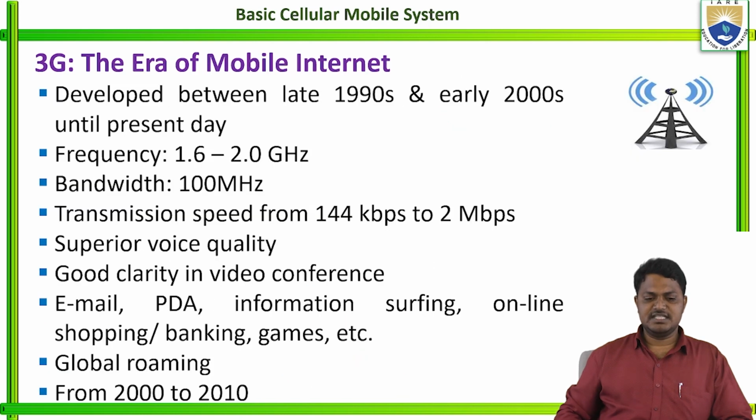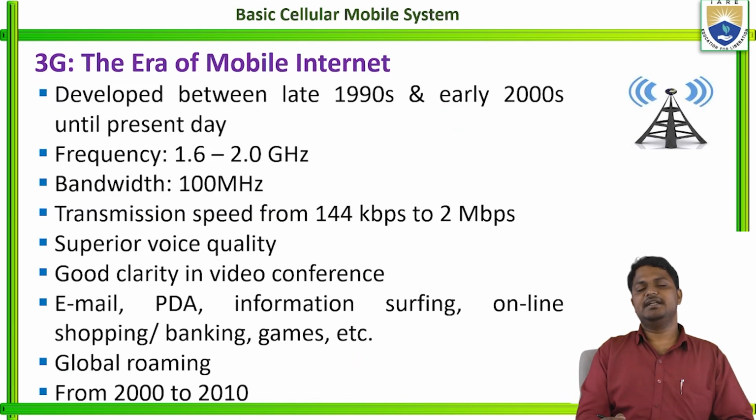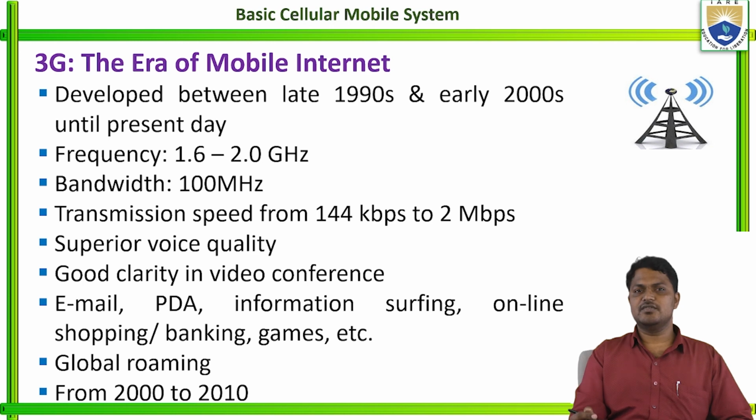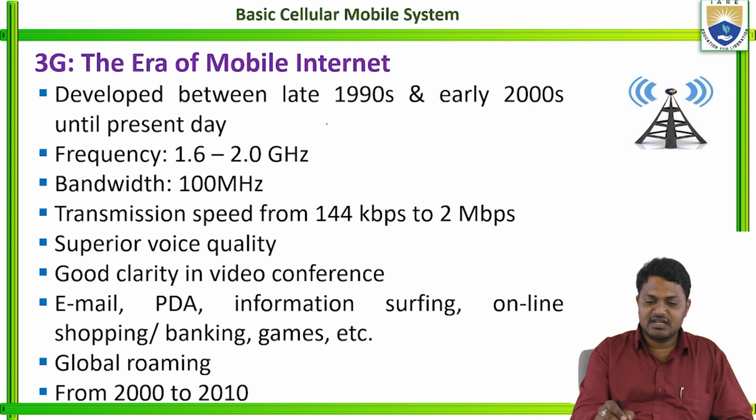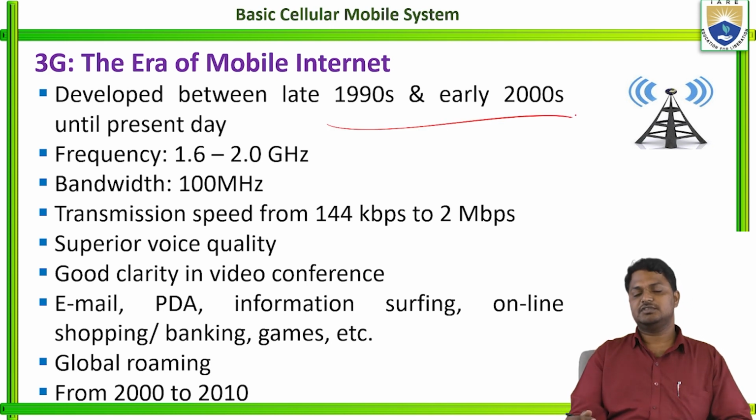The next one is 3G communication, the era of mobile internet. When 3G communication was introduced, that was the start of data browsing. Internet protocol was introduced here, and internet browsing started with 3G communication only. It was developed from 1990 to 2000, completed in 2000, and it started being utilized in 2000.